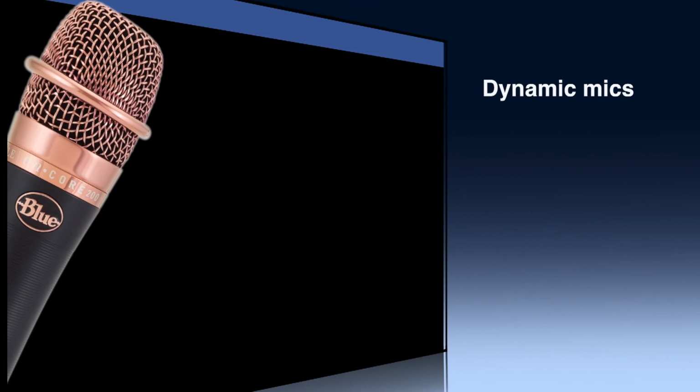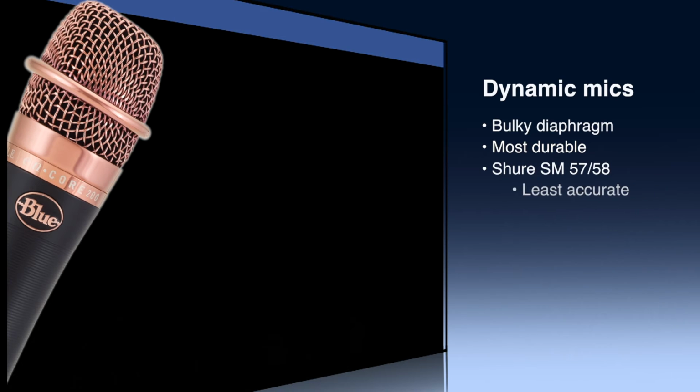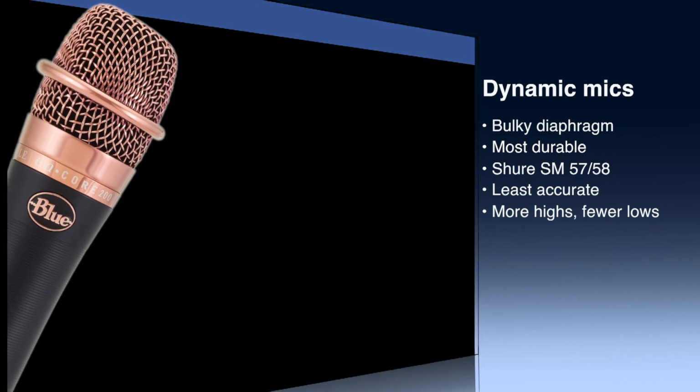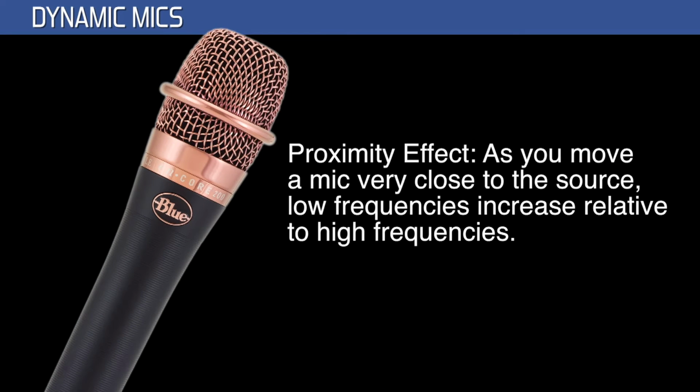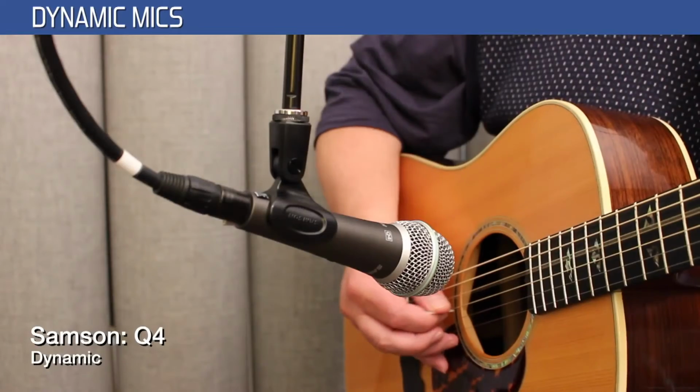Dynamic mics have a larger, heavier diaphragm than the other mic types. They're the most durable. The old standby Shure SM57 and 58 are dynamic mics, but they tend to be the least accurate mics for capturing a clean attack and detail. Most moving coil mics capture an enhanced high end between 5 and 10 kHz and a weak low end below about 150 Hz or so. Because of a thing called the proximity effect, these mics are great for close miking.